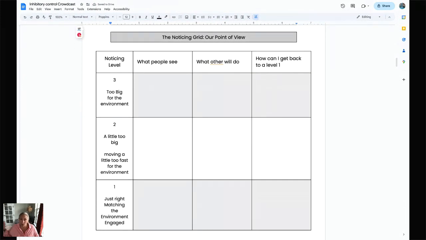All right, we're going to do a quick loop around the noticing grid, which is the happy medium approach point of view.